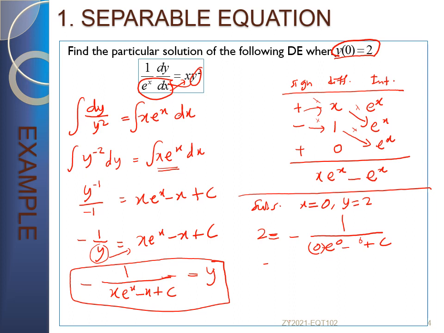Sorry, I copied wrongly. Yeah, okay, this one should be exponent x. So here is exponent x. So exponent 0, so here is 1 minus 0. So 2 is equal to negative 1 over negative 1 plus c. Right? So c must be equal to 1 over 2.